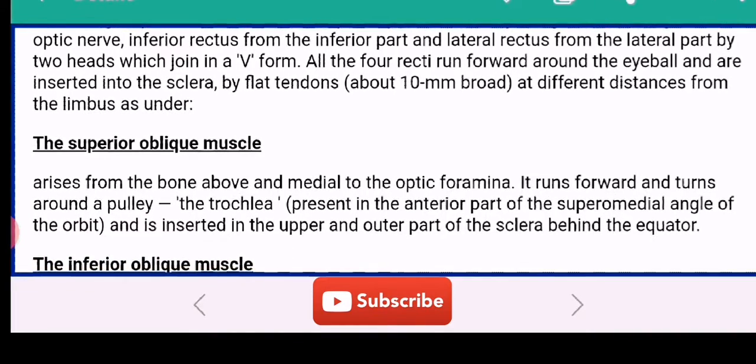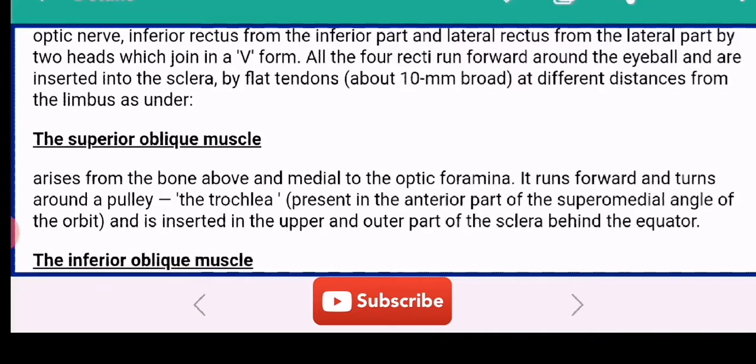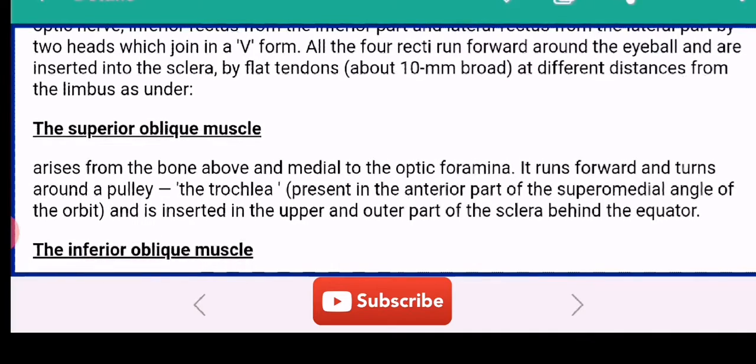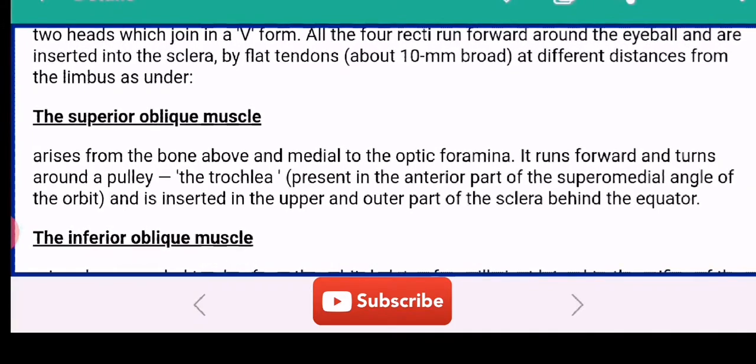All the 4 recti run forward around the eyeball and are inserted into the sclera by flat tendons, about 10 mm broad, at different distances from the limbus.